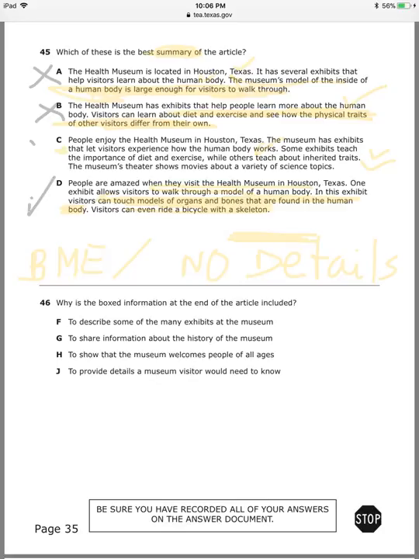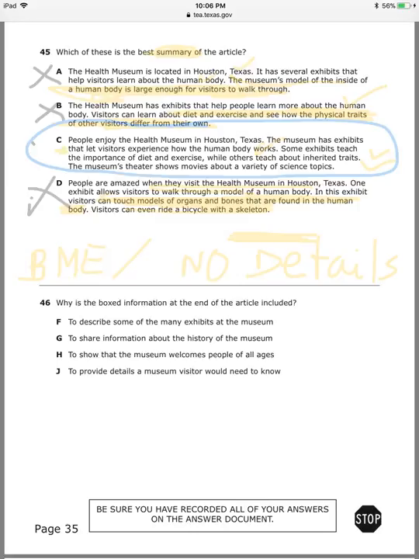So, these three can't be because they got lots of details and they're missing parts of the article, important parts. And my best choice will be letter C, and I'm going to read it again. People enjoy the Health Museum in Houston, Texas. The museum has exhibits that let visitors experience how the human body works. Some exhibits teach the importance of diet and exercise, while others teach about inherited traits. The museum's theater shows movies about a variety of science topics. That's the best choice. Next question.